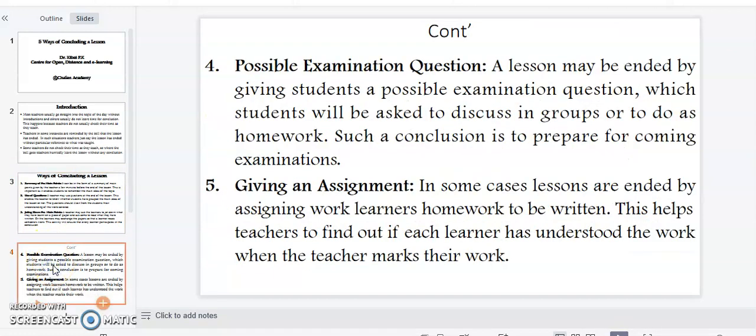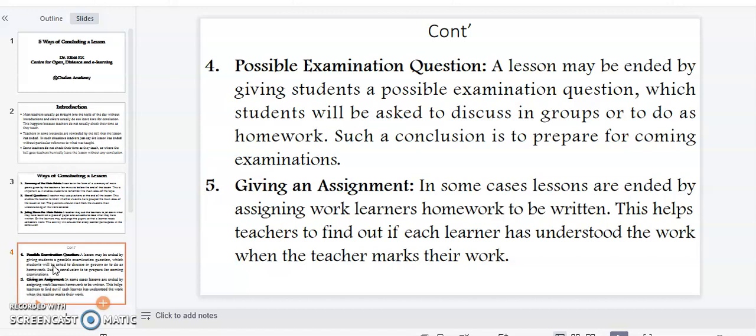Number 4, possible examination questions. A lesson may be ended by giving students possible examination questions, which students will be asked to discuss in groups or to do as homework. Such a conclusion is to prepare for the coming examinations.